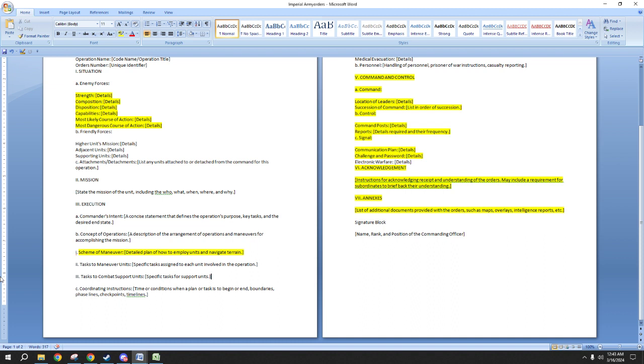But moving on, coordinating instructions: time or conditions when a plan or task is to begin or end, the boundaries, the phase lines, the checkpoints, the timelines. It would be nice if... the boundaries and the phase lines aren't so much of an issue again because you're not going to have detailed TAC maps necessarily, but the timing conditions would be great. Checkpoints, you're not. This is probably below an echelon where you have to worry about security and stuff like that. But a timeline would be nice.